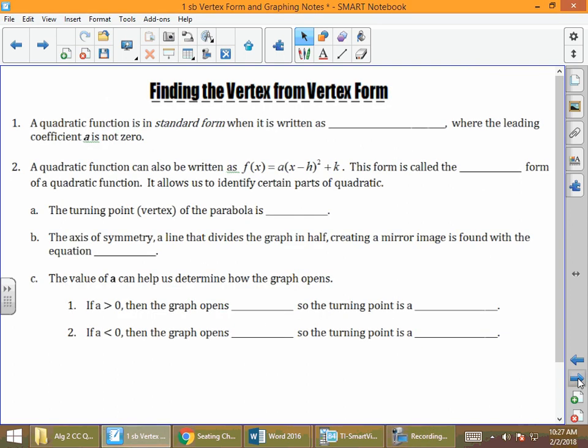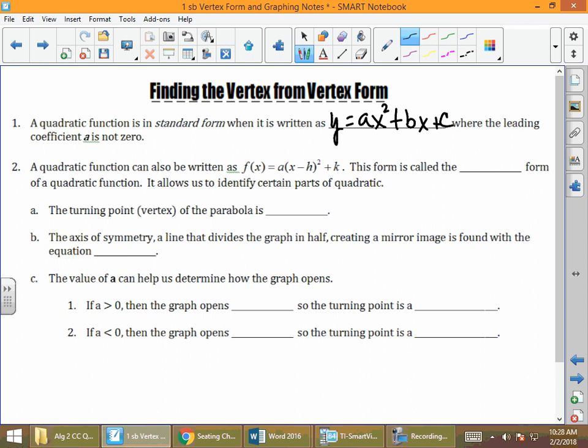Well, we have standard form, but there's another form. In the second form here, notice it says finding the vertex from vertex form. So a quadratic function, what we were just talking about, is in standard form when we write it as y equals ax squared plus bx plus c. That's what we've been working with so far today. The thing is, we have to have an x squared term. So that's what the rest of the sentence says: where a does not equal 0.